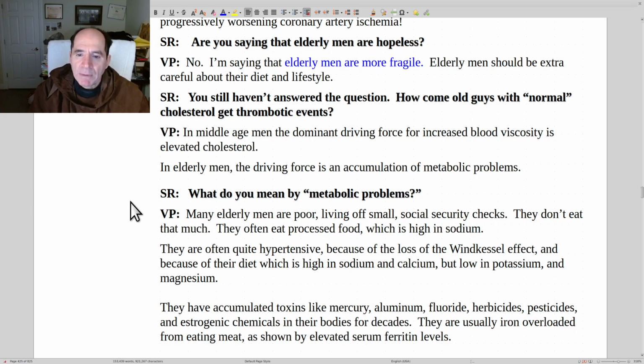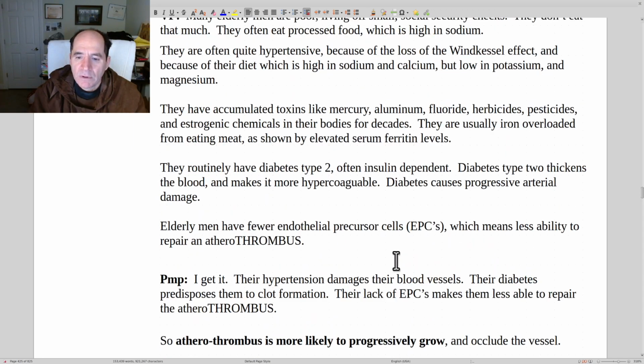Okay, metabolic problems. A lot of old people eat junk food. They're sort of poor, living paycheck to paycheck, eating junk food. They've also got a lot of accumulated toxins. They've got a lot of heavy metal accumulation. They're typically eating non-organic processed food. So all these things add up. They're iron overloaded. They've got high serum ferritins. So again, the older you get, the more fragile you are, the more careful you've got to be with your health. But if you optimize your diet and avoid all these toxins, you can dramatically improve your health.